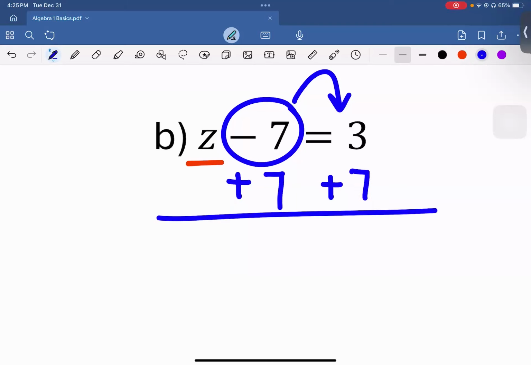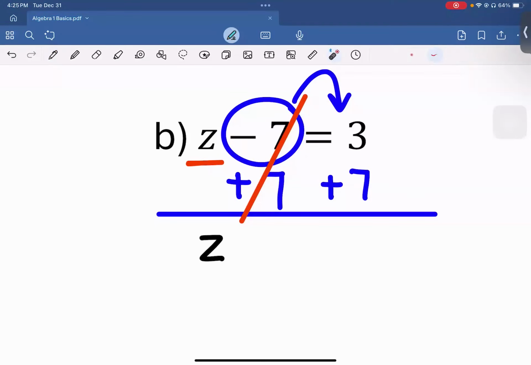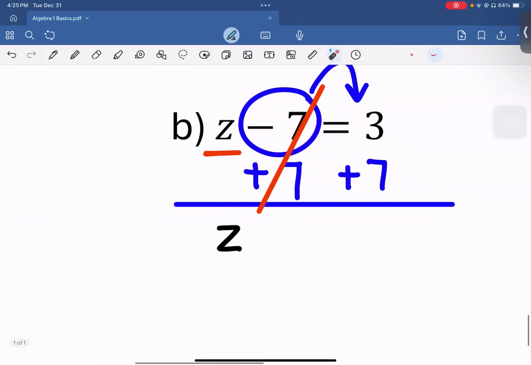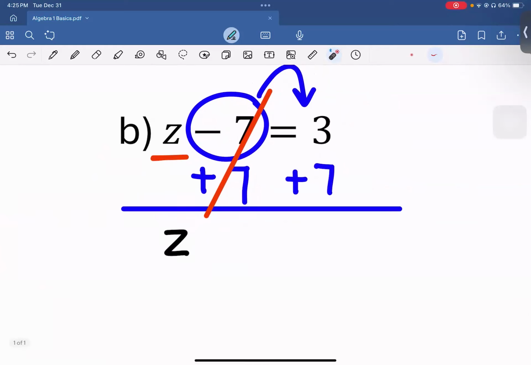And just like last time, I'm going to bring everything down. So we'll have a z, -7 plus 7. We can cross that out. It becomes 0. And a good tip to know that you're doing this right: you want to always make sure that whatever you're transposing, when you're combining it, it adds to 0. So this one added to 0, this one added to 0, because that's the only way that we can get rid of it on this side.